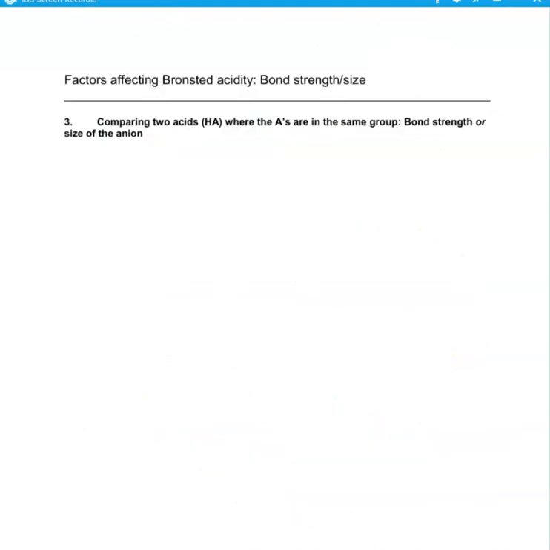Okay, let's look at another factor. Now this one has to do with cases where you're comparing acids where the protons are attached to elements that are in the same group of the periodic table, so the vertical divisions. In such a case, what you would be looking at would be either the bond strength or, if we're thinking about this from the conjugate base standpoint, the size of the anion. And by anion, that's a term that people use to refer to the conjugate base.